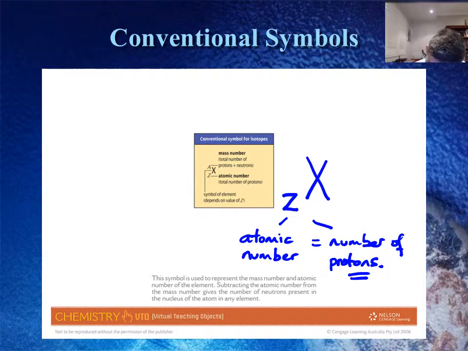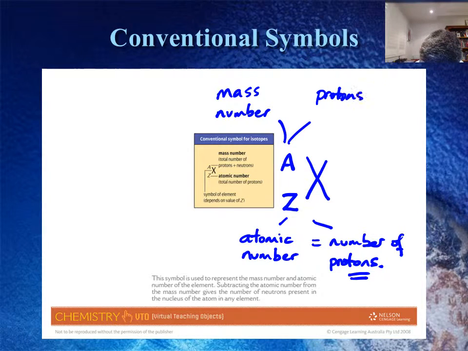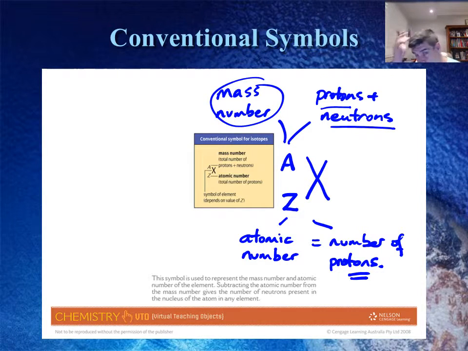Now, up above this is the letter A. The letter A represents the mass number, or the atomic mass of the atom. And this is equal to the total number of protons plus neutrons. The electrons have such a small mass that we need too many of them to really influence the mass number to any great degree, and so we don't calculate our mass number based on the number of electrons. We simply add the number of protons and the number of neutrons, and that will give us the mass number.